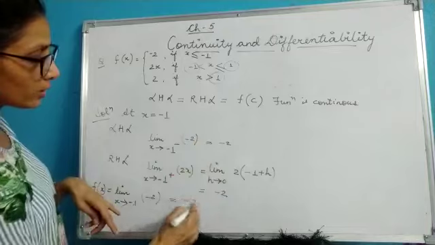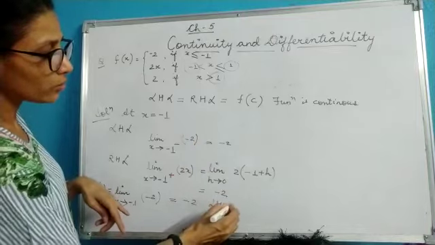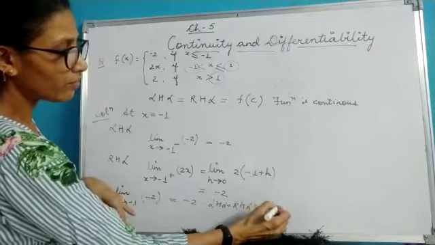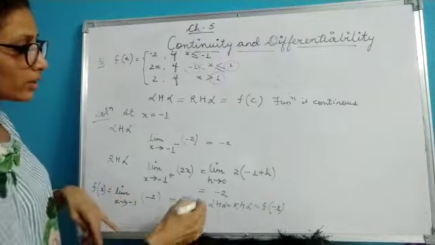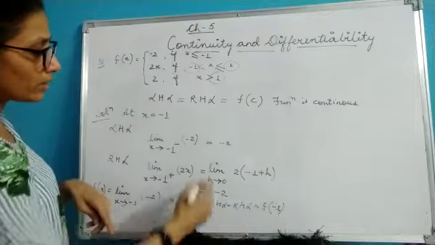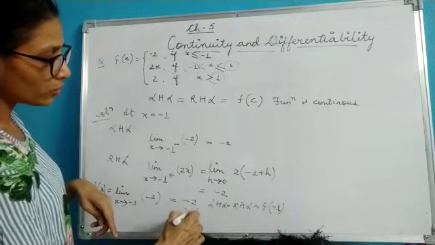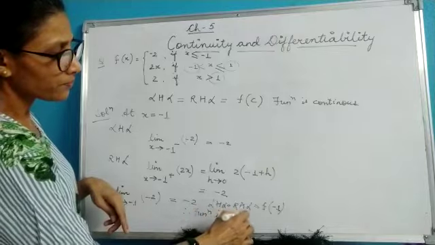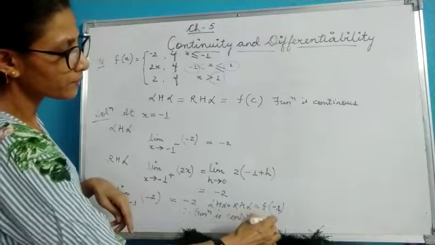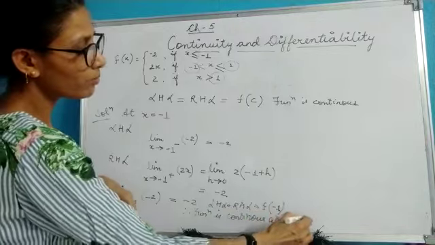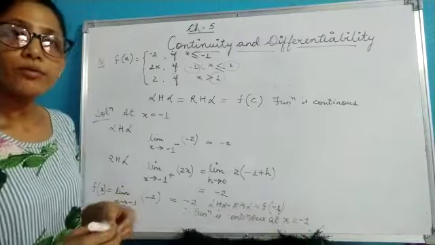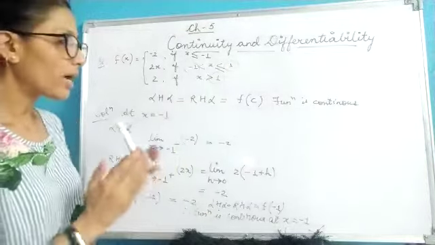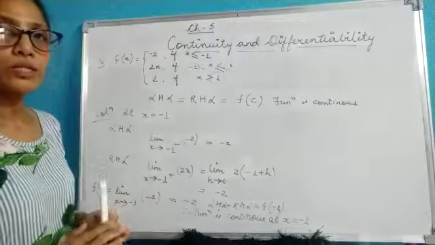Now children, you can see here LHL equal to RHL equal to your function f at minus 1. All of them are equal, so I can say therefore the function is continuous at x equal to minus 1. Similarly, we need to check the continuity at x equal to 1. You have a look, then we'll do it for x equal to 1.